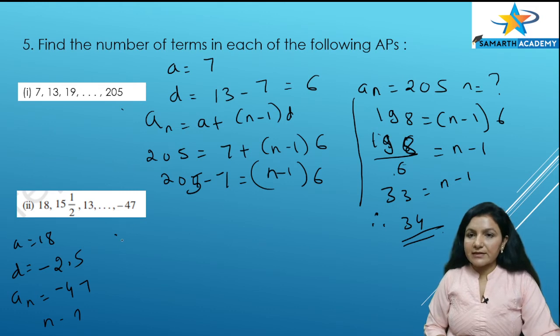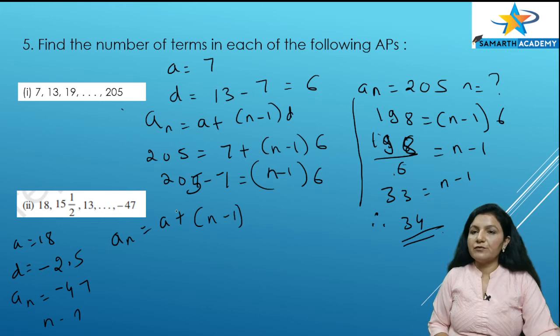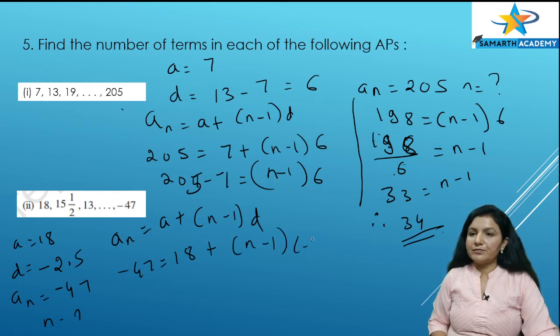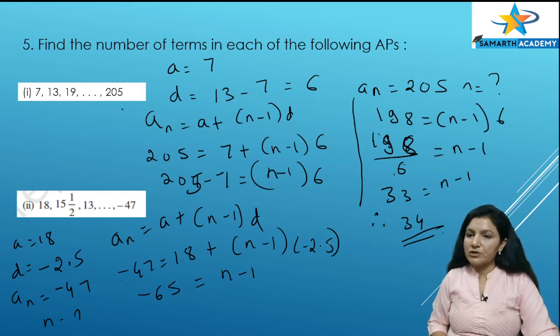So n is asked. An is equal to a plus n minus 1 into d. We'll substitute the values given. Minus 47 is equal to a, that is 18, plus n minus 1 into minus 2.5. So minus 47 minus 18 is minus 65, is equal to n minus 1 into minus 2.5. Get minus 2.5 this side, it becomes division. So minus and minus get cancelled. Remove this point. It becomes 650 by 25.